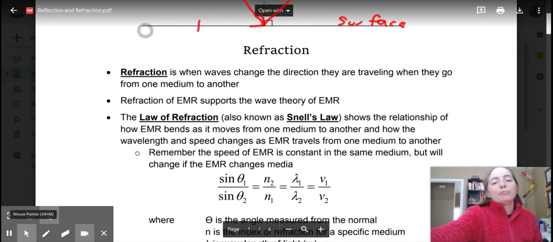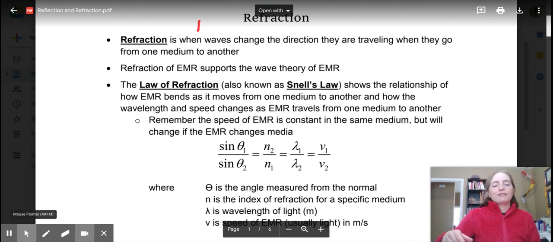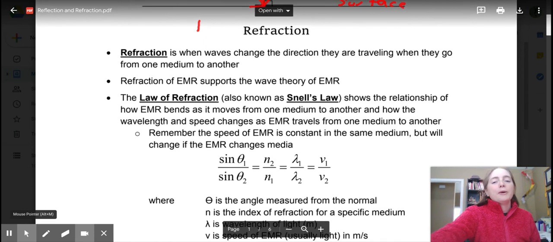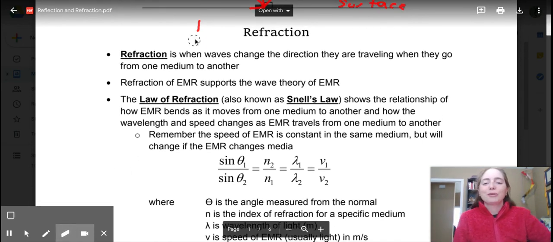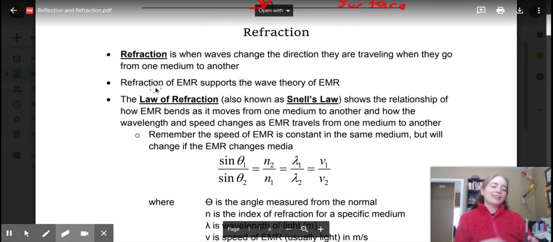Okay, so our big topic for today is refraction. Refraction is super interesting, and it changes how light moves through different objects, how light bends as it goes from one medium to another.